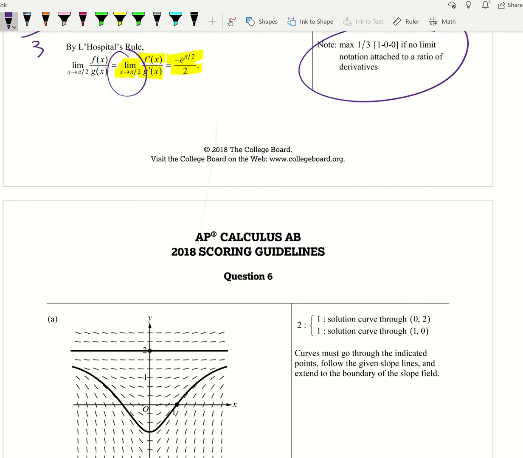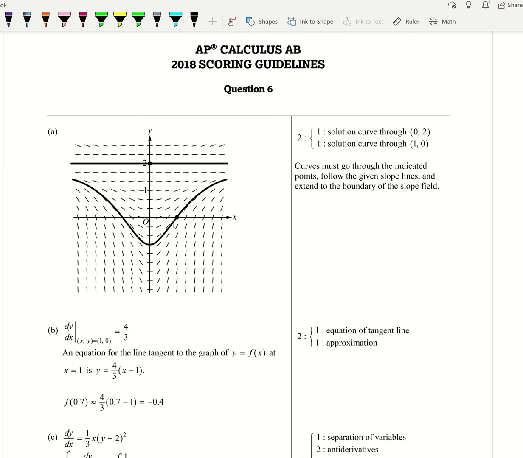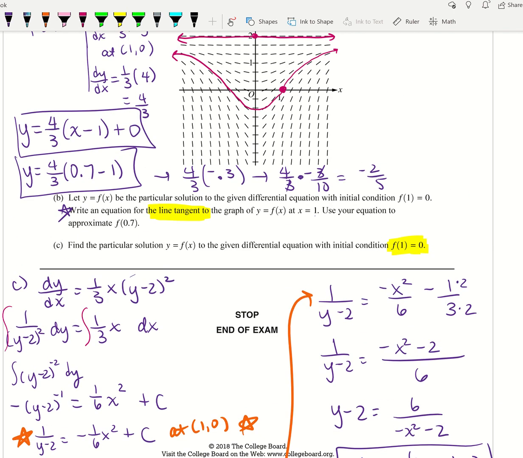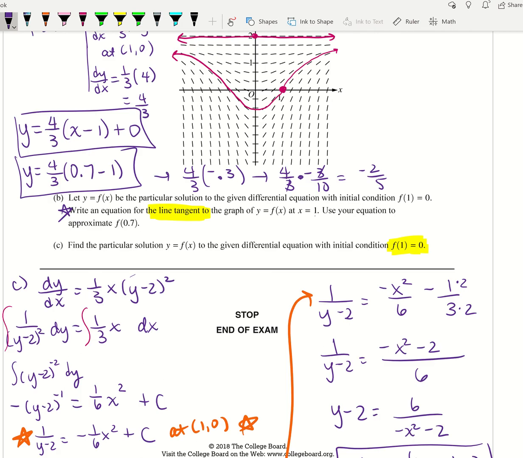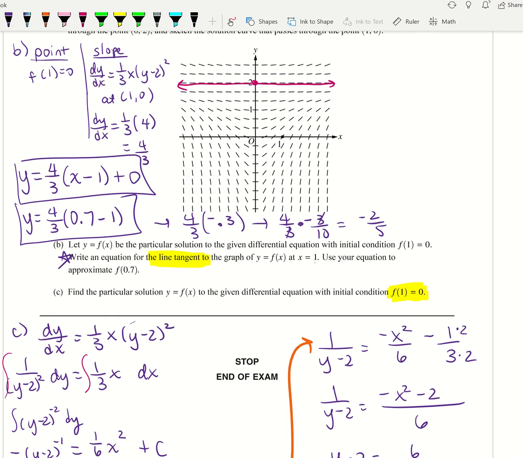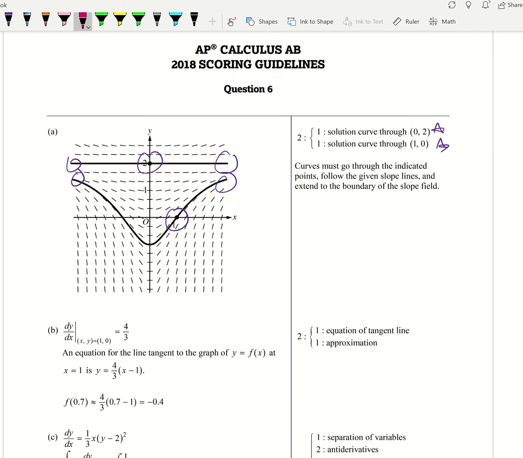All right, let's just check the score here. We have both of the correct solution curves. And so you might notice theirs might dip a little bit more down than mine did. That's okay, it's the same general shape, we're fine with it. They have to go through the indicated points. They must follow the slope lines, and they must extend all the way to the boundary. Every once in a while, what students do on these is they write it like this. Nope, they don't get that point. They've got to go all the way to the end. Okay? All right, so we got both of those.